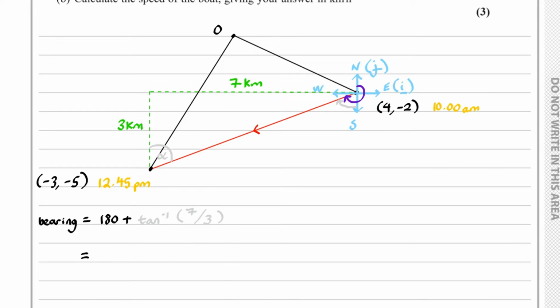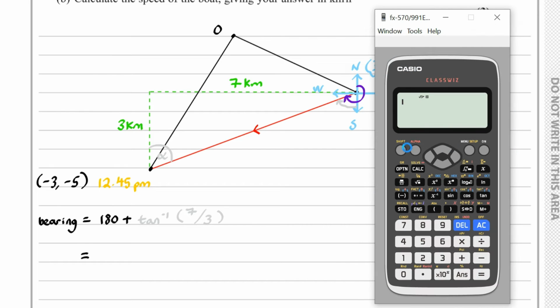And working this out to 1 decimal place, we have 180 plus the inverse tan of 7 over 3, which is 246.8 degrees. So here we have 246.8 degrees.